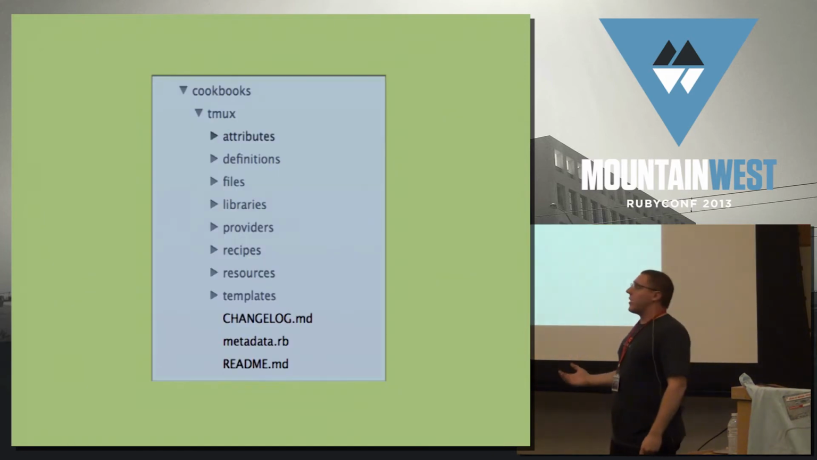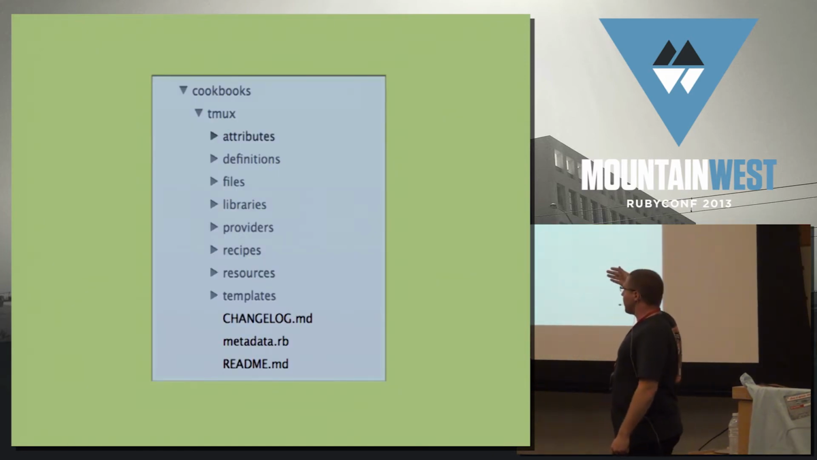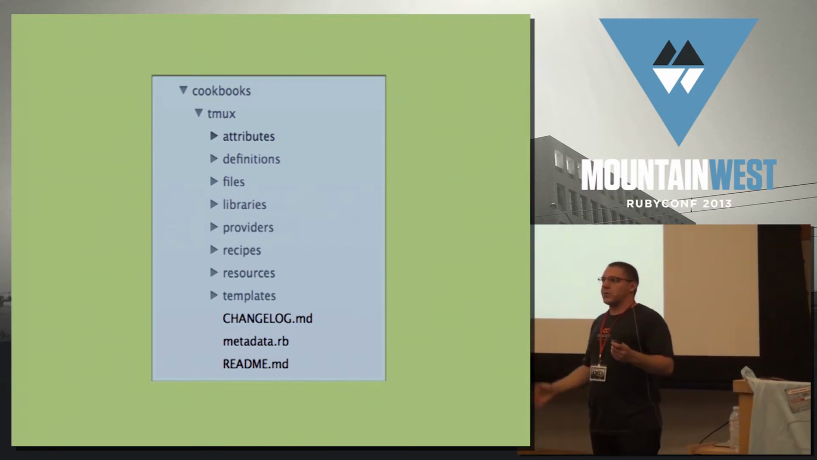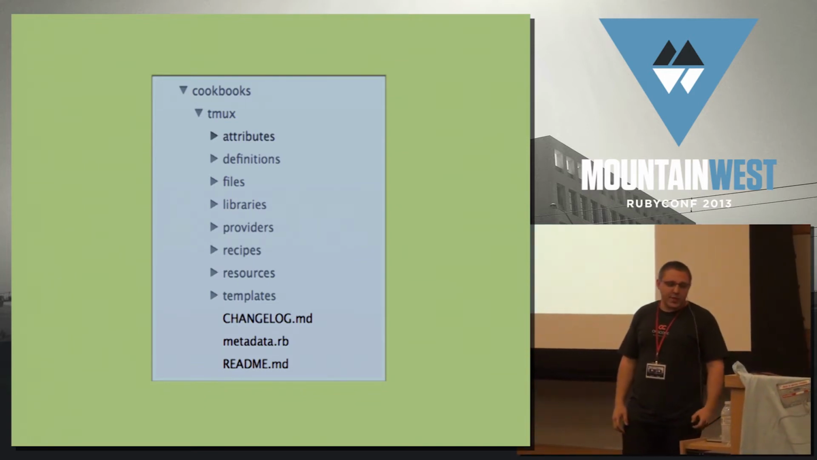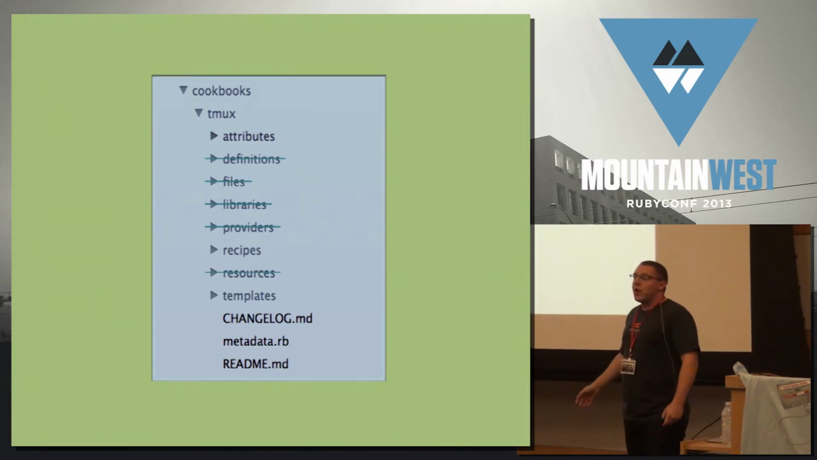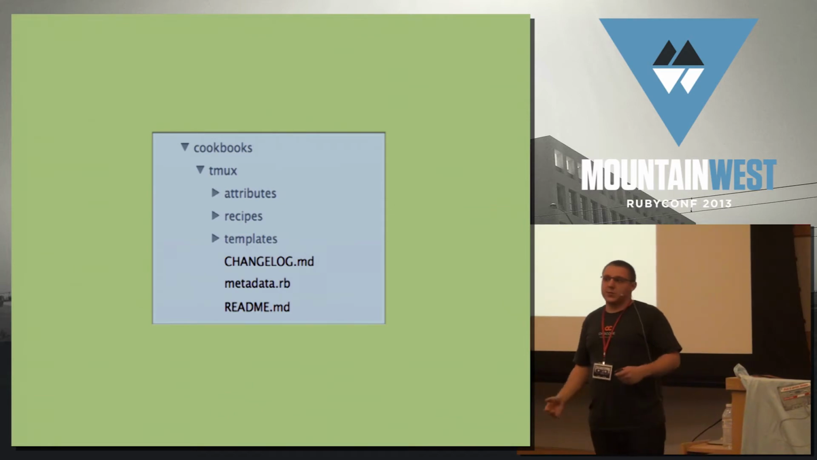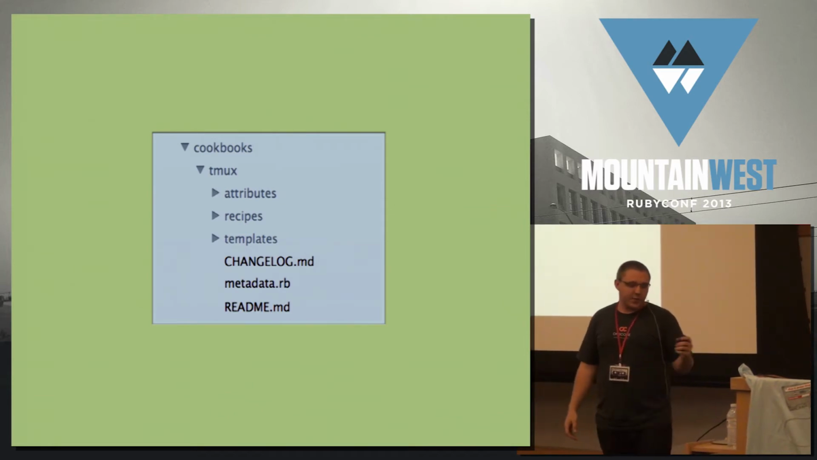And if we go and look at those files in our editor, we'll see a bunch of folders and a couple files, some metadata and whatnot. And this is standard, just out of the box with a Chef install. But it turns out we don't really need half of these. So we're just going to get rid of them to make things simple. We're going to be dealing with attributes, recipes, and templates, and some other files.